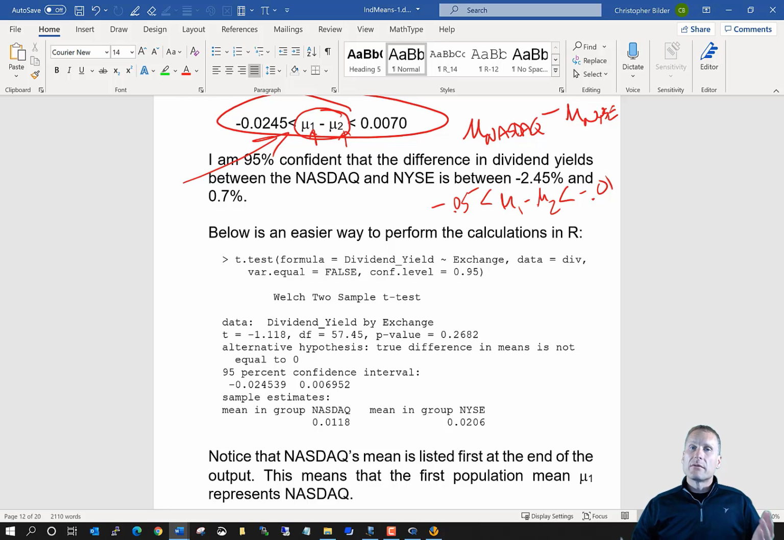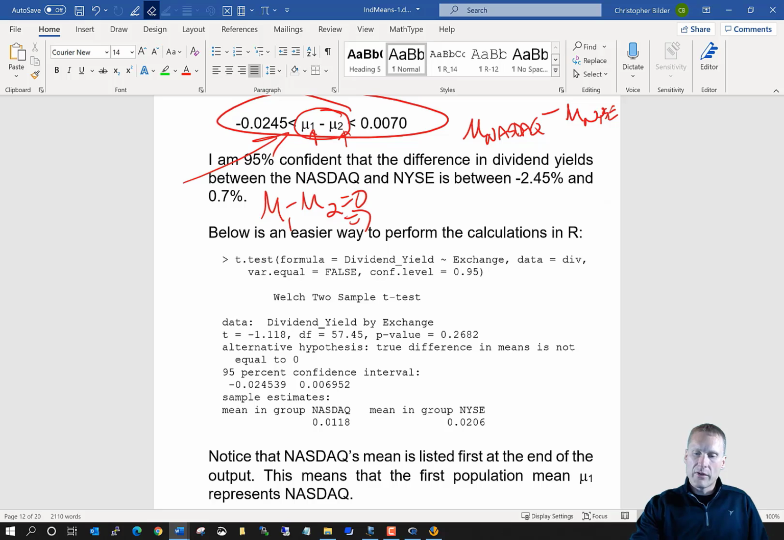And the answer is no, because notice that 0 is inside this interval. And again, the reason why that would be important to know is that if mu1 minus mu2 is equal to 0, that means, let me do some erasing, just to make sure this is clear. This would mean then that mu1 is equal to mu2. And so since 0 is in that interval, well, they could be equal indeed. So we cannot say that one is larger than the other in terms of these mean dividend yields.